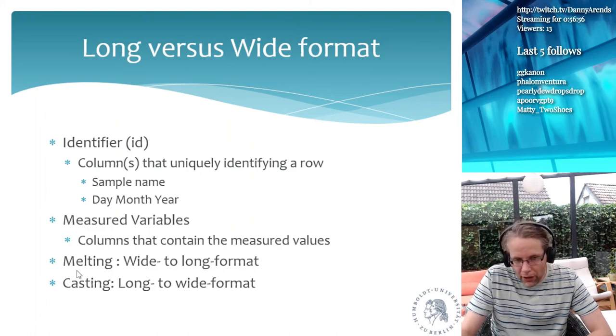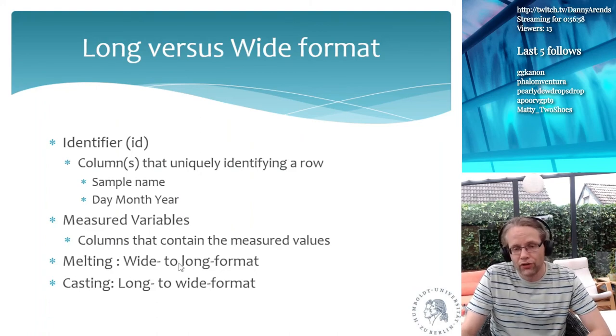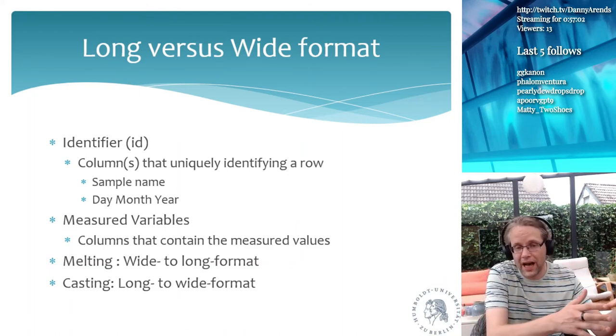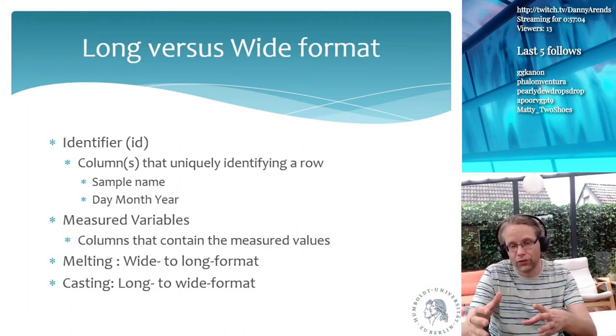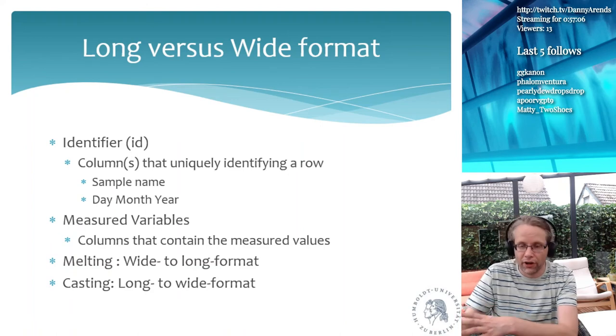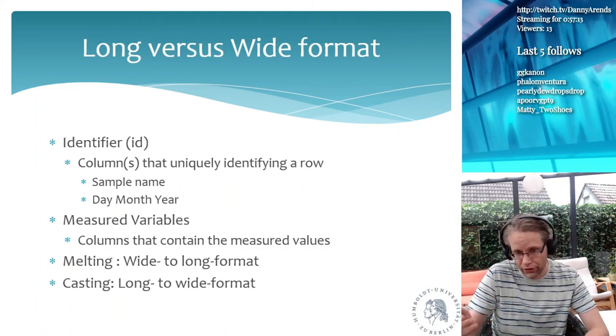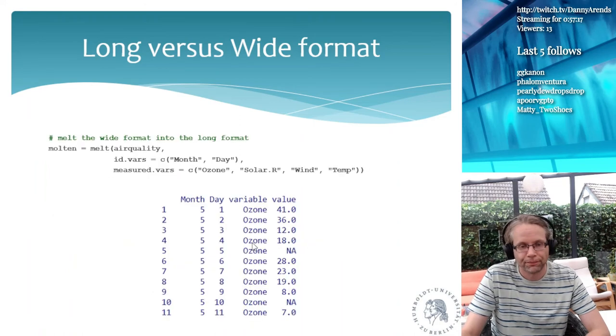So melting is going from wide to long. If we go from the air quality data set as it is now, we can melt it into the long format. And the other way around is called casting. So going from the long format to the wide format is called casting. And also the function names are based on the terminology.